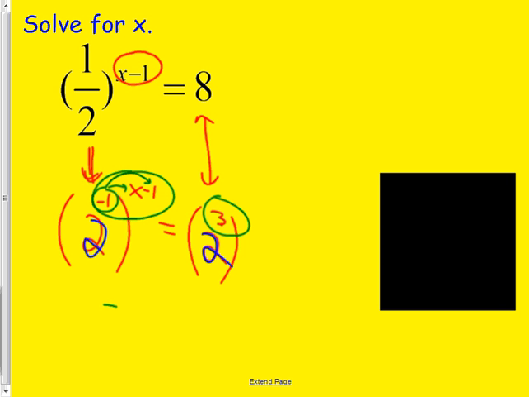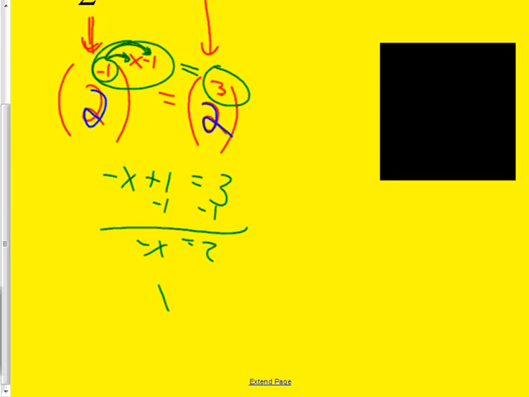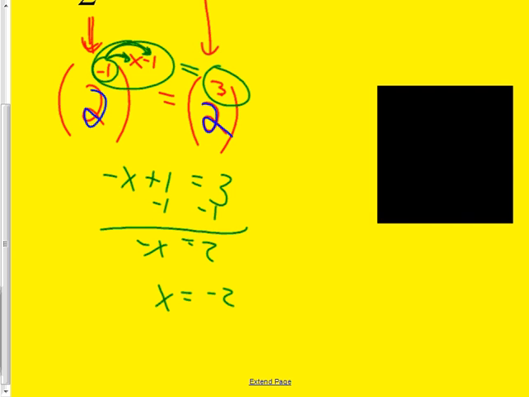So it's negative x plus 1 equals 3. I'm just doing the green part I circled. Negative 1 has to be times by the x, and negative 1 has to be times by the negative 1. Subtract 1 from both sides. Negative x equals 2. If negative x equals 2, x equals negative 2. And there you have it.